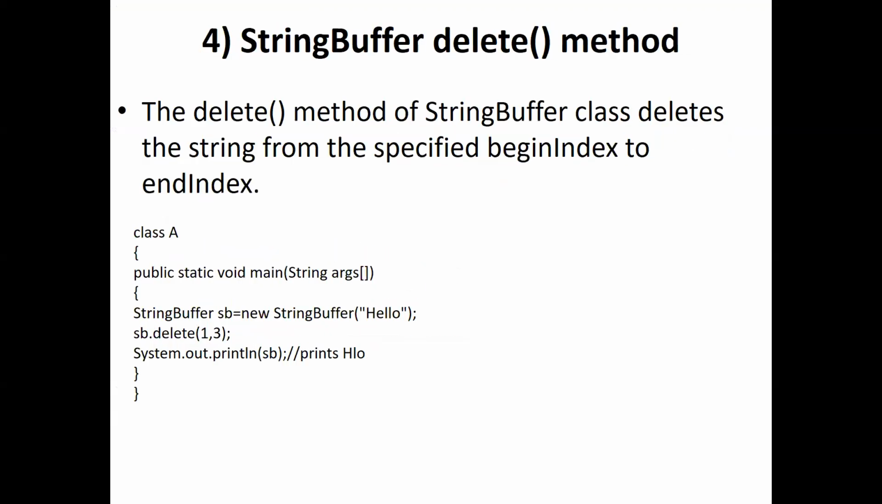Now let's look at delete. This is also from starting index to end index, so the end index is excluded. Wherever you see substring, replace or insert, in most cases the end index is excluded. See what I'm telling: you delete, the start index is 1, end index is 3, meaning first and second. These two indexes should be deleted, meaning E and L are deleted. So remaining is HLO. That's it.